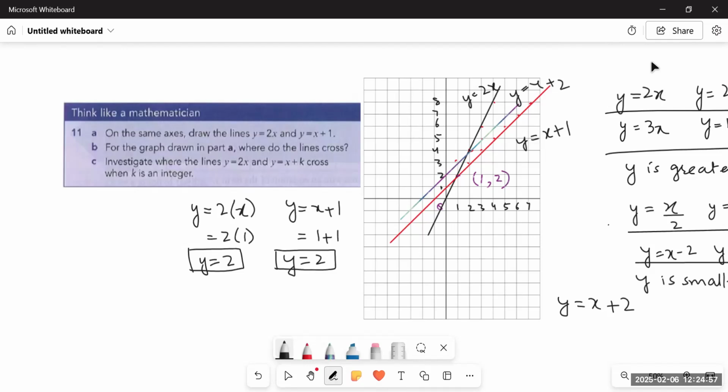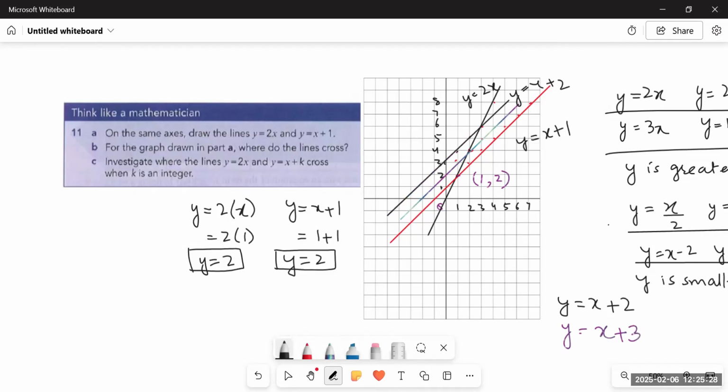Similarly, if we suppose the equation as y = x + 3, then for the value of x as 1, the value of y would be 1 + 3, 4. For the value of x as 0, the value of y would be 3. For the value of x as 2, the value of y would be 5. Right? This is how the line would be drawn over here.